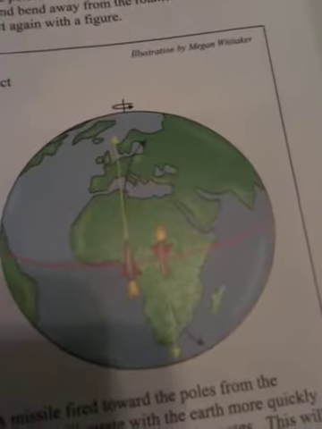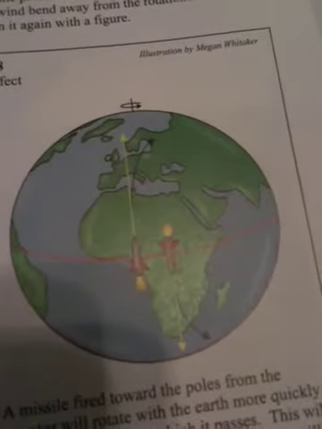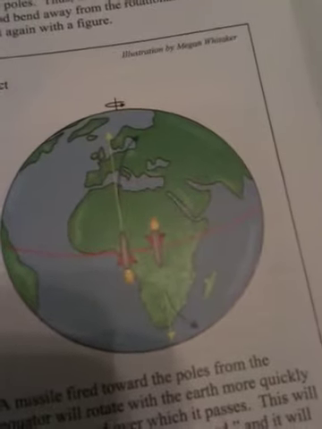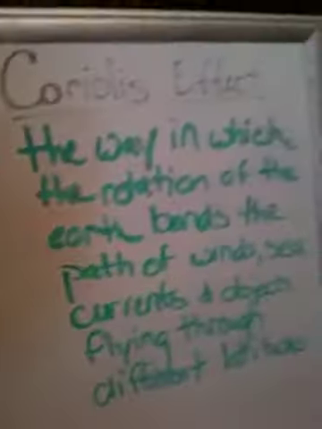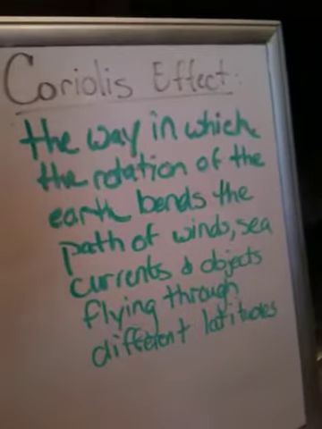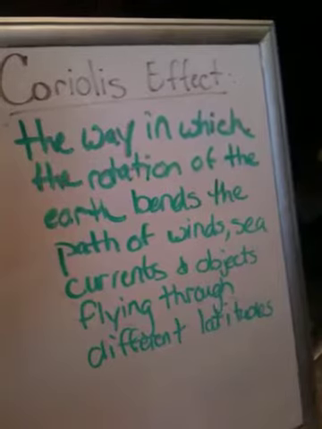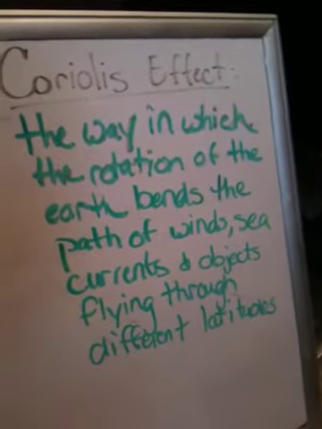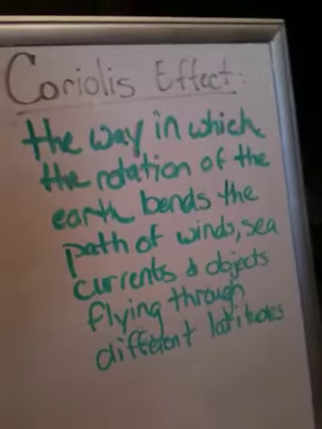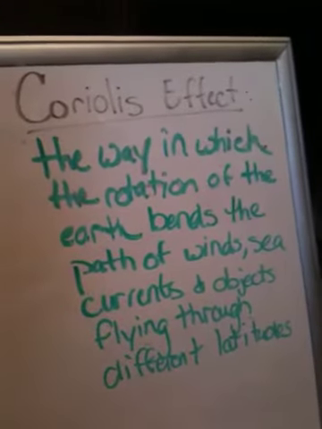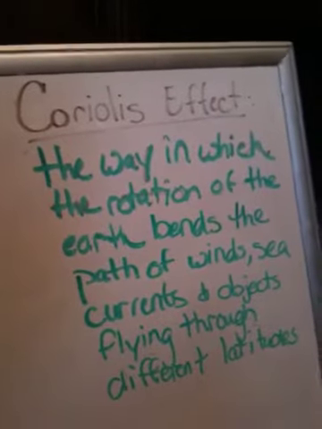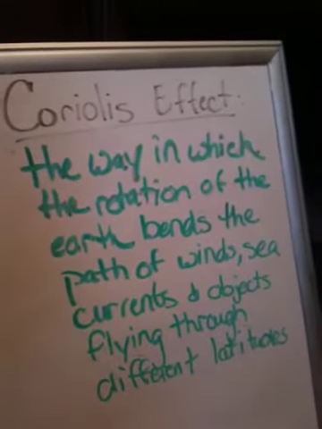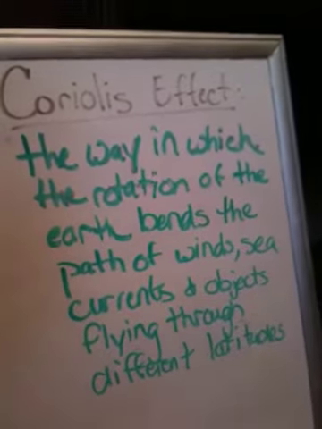We kind of had some confusion on this. There's a question on your "what did we learn" questions that alluded to this. If you were shooting a missile from Southern California to Canada, which direction would you need to shoot it? Well, let's talk about that. We're going to talk about the definition. Coriolis effect is the way in which the rotation of the Earth bends the path of winds, sea currents, and objects flying through different latitudes.